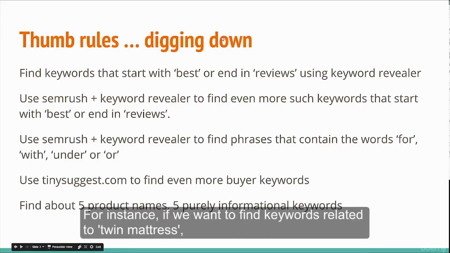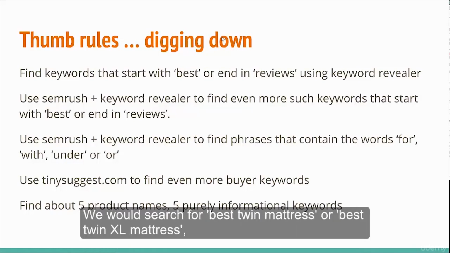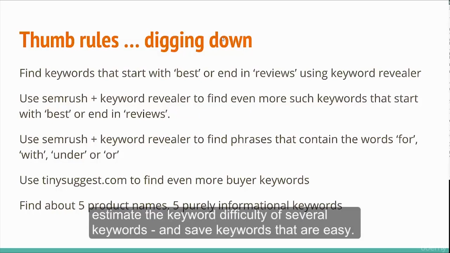For instance, if we want to find keywords related to twin mattress, we head over to Keyword Revealer and find as many easy buyer keywords as we can that either start with best or end in reviews. We would search for best twin mattress or best twin XL mattress, estimate the keyword difficulty of several keywords, and save keywords that are easy.